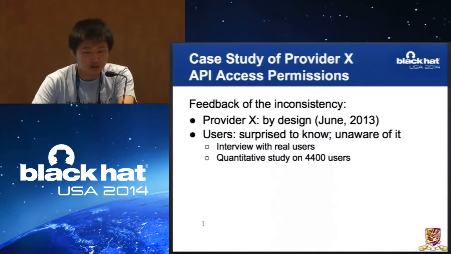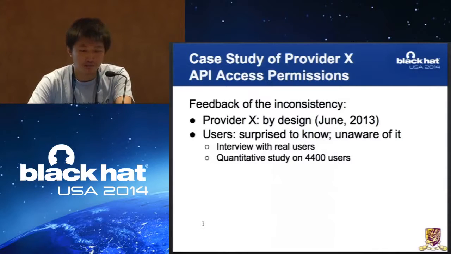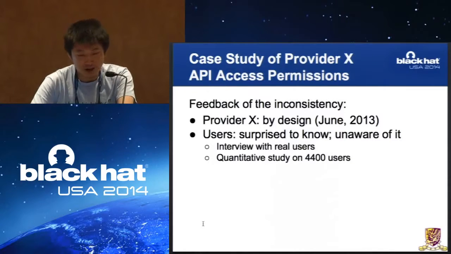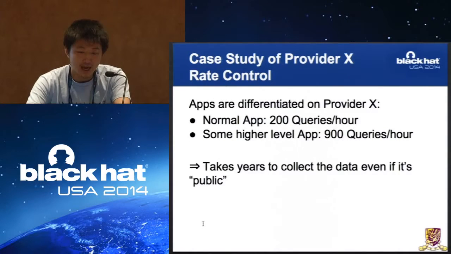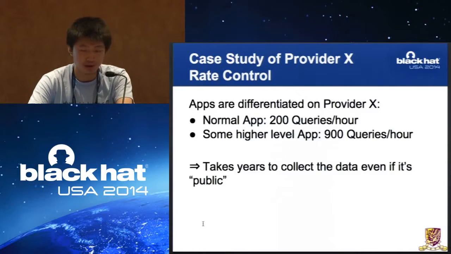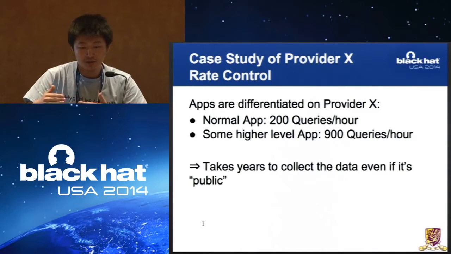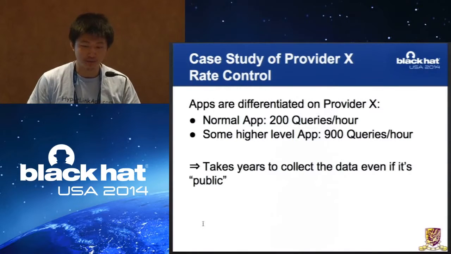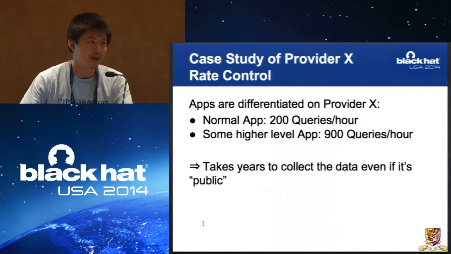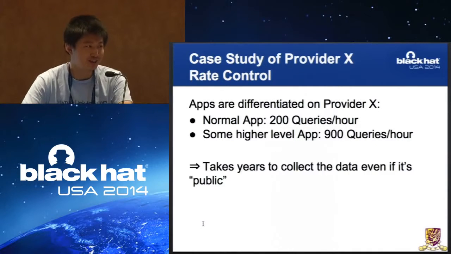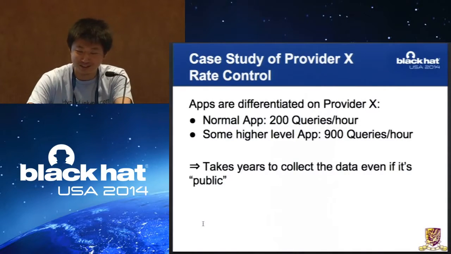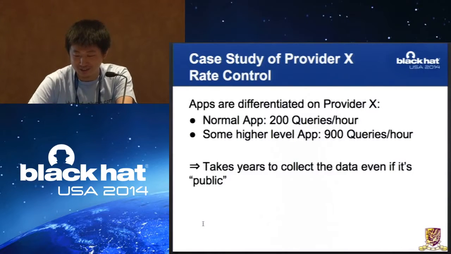So you know this already results in a leak of private data, but the problem is how fast you can leak it. Normally an app only has 200 queries per hour. This is the rate control, and there are some higher-level apps that only have 900 queries per hour. So if you do the math, you will find that it takes years to collect the data of the whole social network. So the provider thinks this is no big deal. Even if you can get it, it takes years.